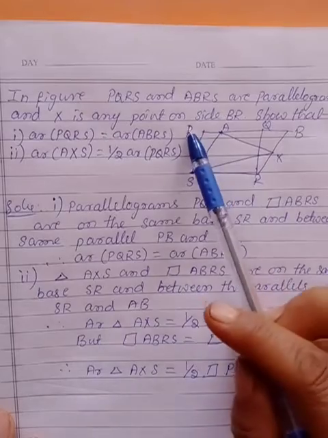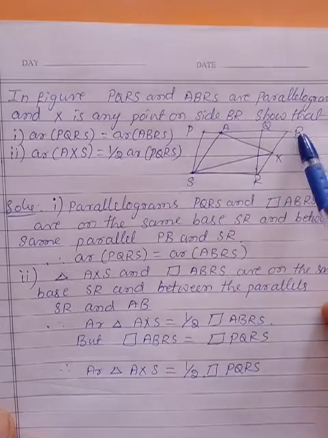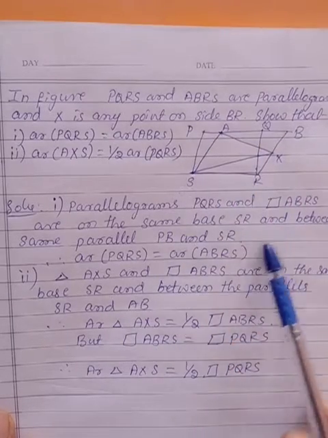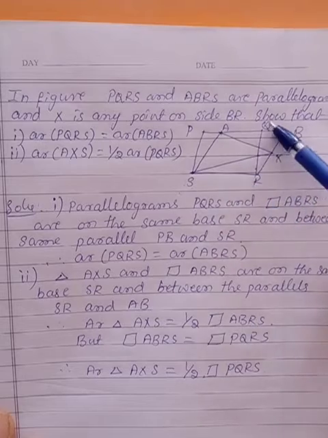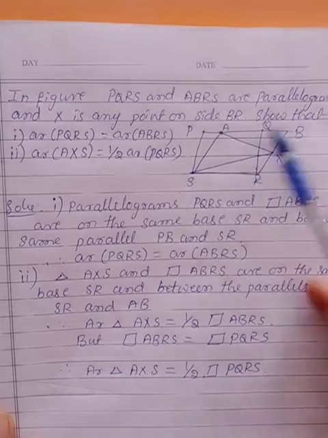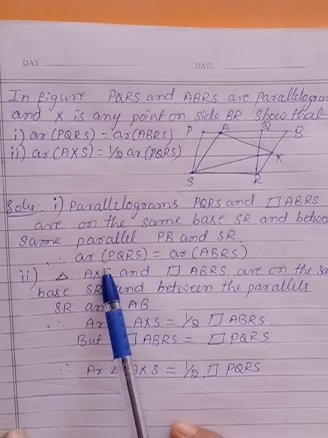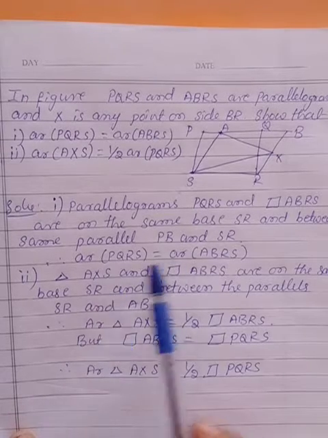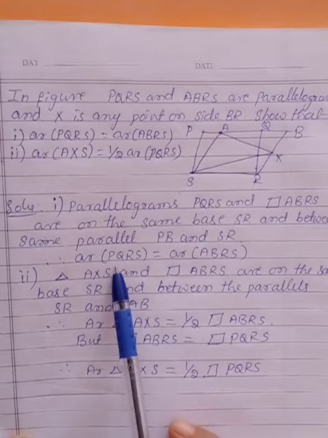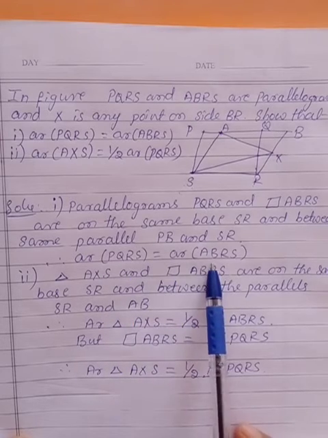First, you know that PQRS and ABRS are on the same base SR. And these are the parallel lines. PB and SR are the parallel lines. So parallelograms on the same base and between the same parallels are equal in area. That's why area of PQRS is equal to area of ABRS.